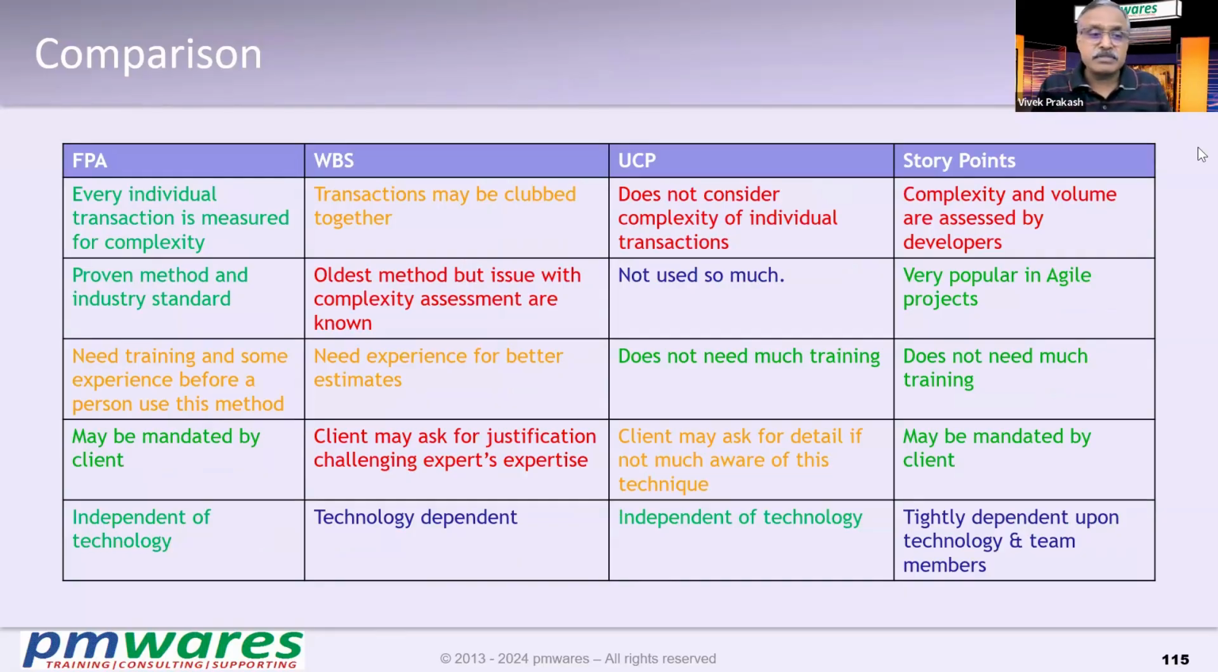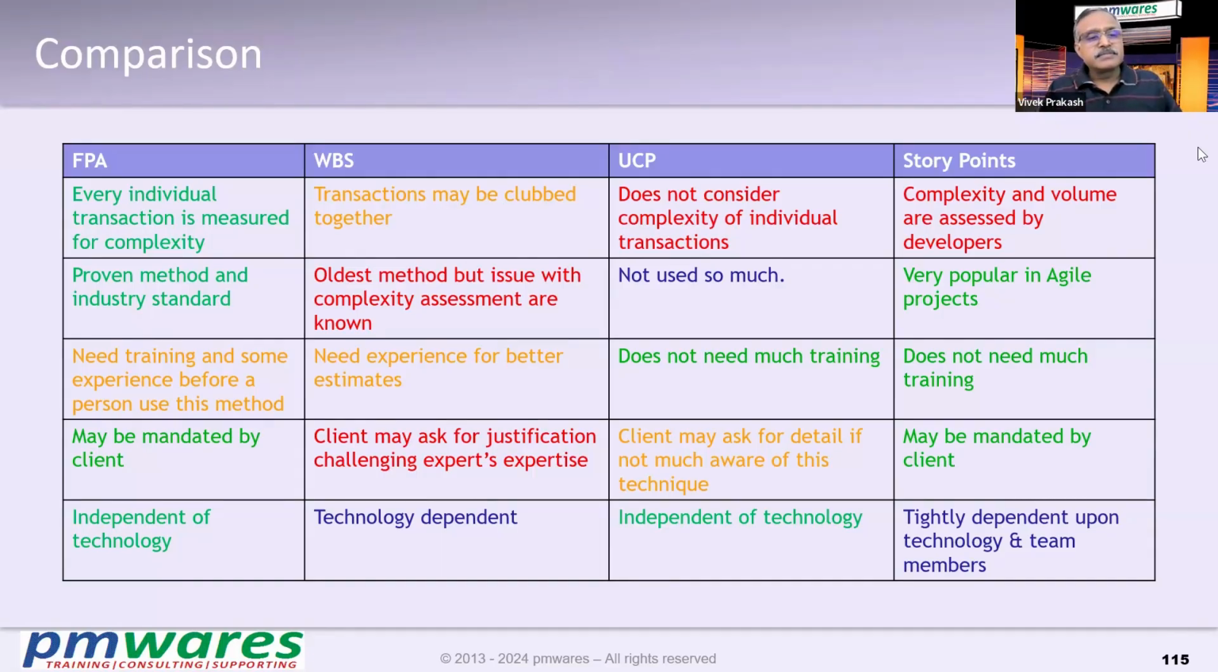FPA has an industry standard, and you can use it for benchmarking. WBS is the oldest method, complex, but there is no standard attached to it, though it is very popular. And story points are very popular in Agile. In fact, this is the de facto method.